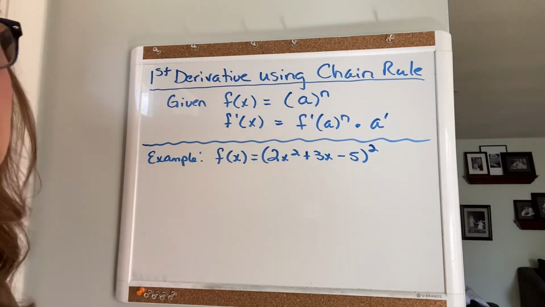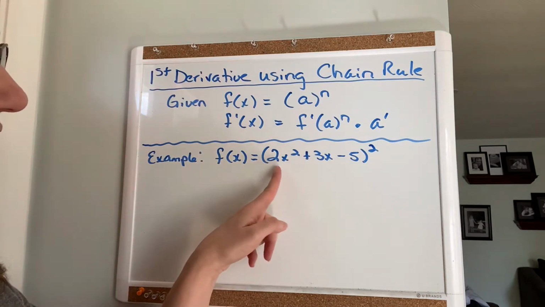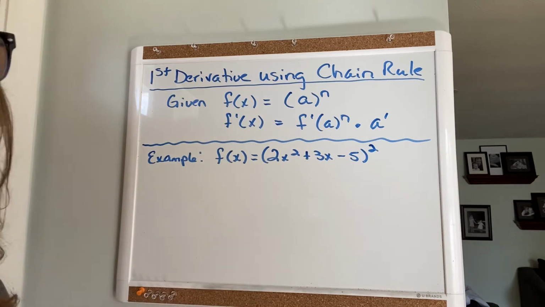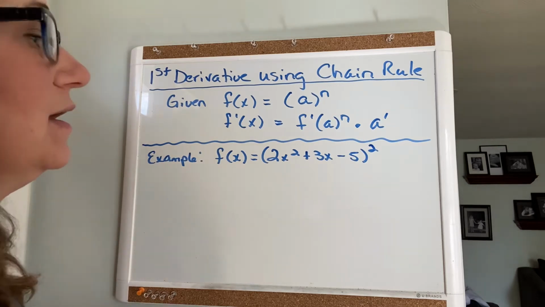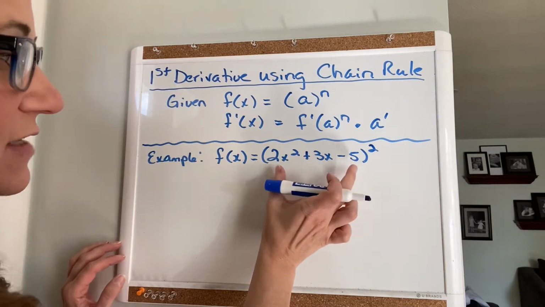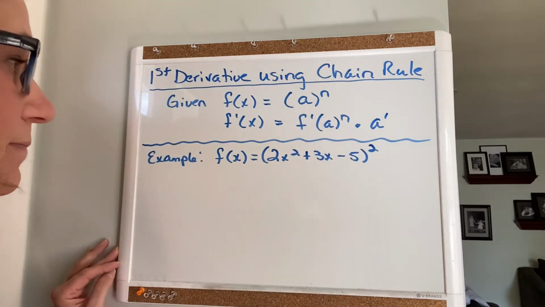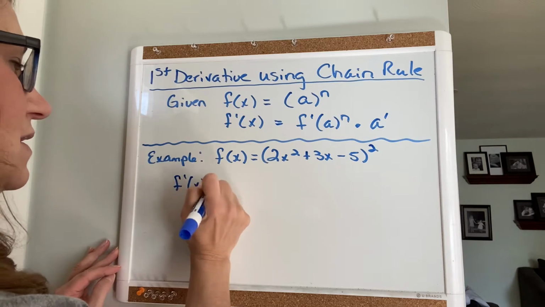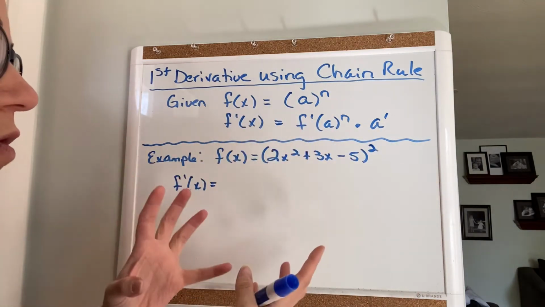So please pay close attention. I want you guys to think of 2x squared plus 3x minus 5 as the a value. So you're going to take the derivative using the power rule of that entire quantity. So nothing inside, don't worry about the 2x squared plus 3x minus 5 until the second step. So the first step is to take the first derivative using the power rule of the whole entire quantity.